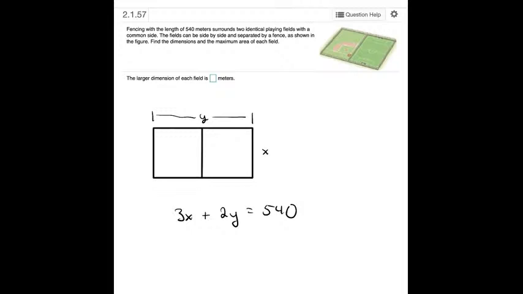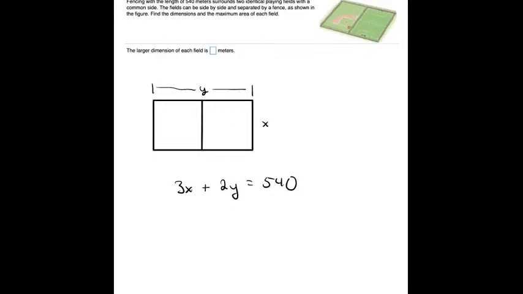But then, let's see. Common side, the fields can be side by side. Find the dimensions and maximum area of each field. So if we want the area of each field, the basic shape of each field is a rectangle. The area of a rectangle is length times width, but in this case, it should be x times y over 2, right? Okay.